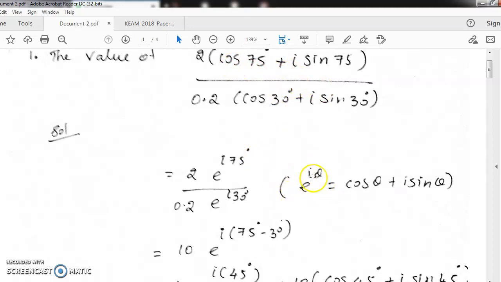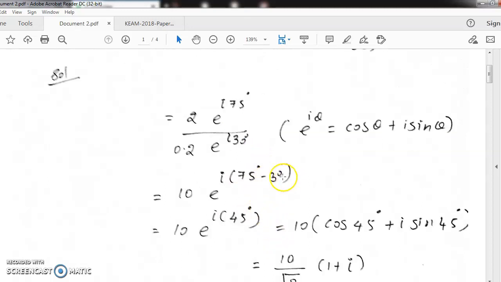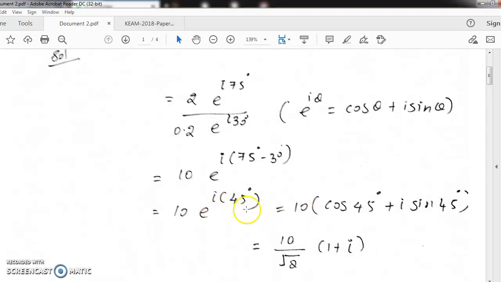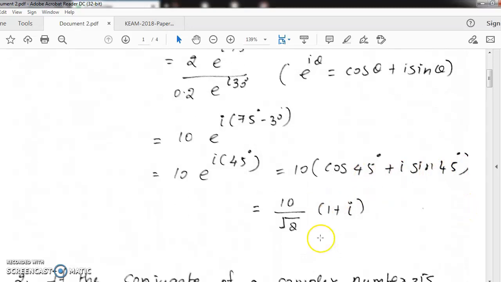Rather, you can convert it into this form: e raised to i 75 divided by e raised to i 30. Take 30 to the numerator, it will become minus. So e raised to i (75 minus 30). 2 by 0.2, that is 10. 10 into e raised to i 45. And once again, to compute the final answer, you have to convert this into cos theta plus i sin theta form. So 10 into (cos 45 plus i sin 45) is equal to 10 by root 2 into (1 plus i).